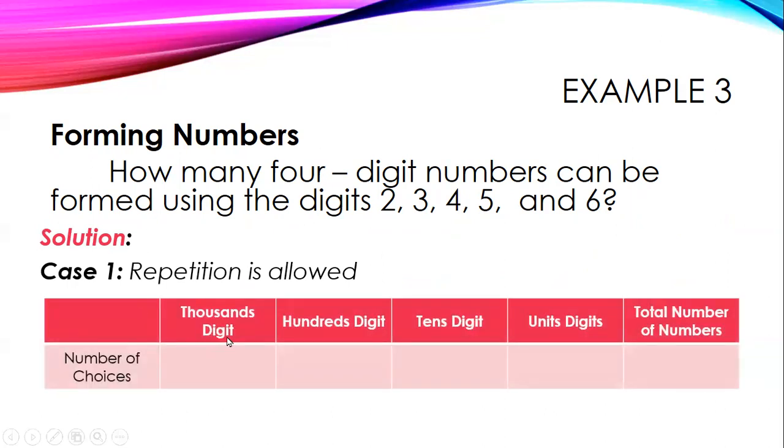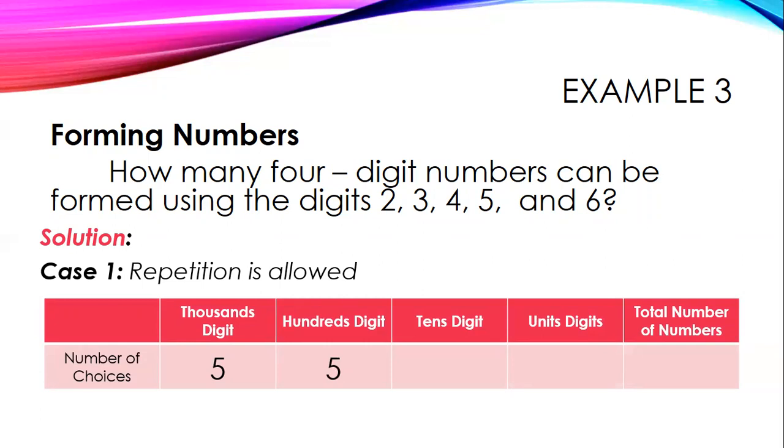So we have thousands digit, hundreds digit, tens digit, and units digit. Okay? So since our given is 2, 3, 4, 5, and 6, we have 5 numbers here. So ibig sabihin, meron din tayong 5 choices na pwedeng ilagay kay thousands digit. Next, kay hundreds digit. Since pwede umulit yung mga number na ilagay na natin kay thousands digit, ang number of choices ulit natin ay 5.